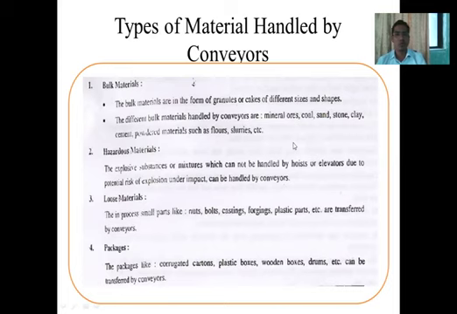So this is all about the introduction of the material handling system and conveyors. Types of the conveyors we will see in the next session.